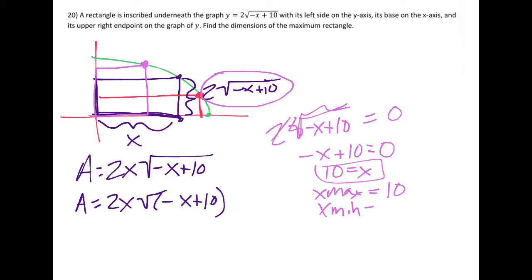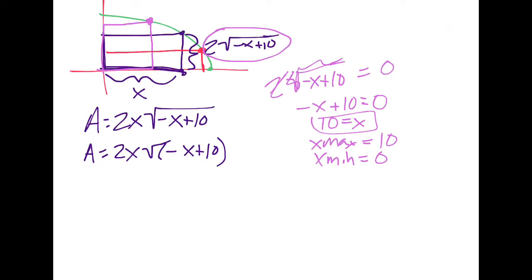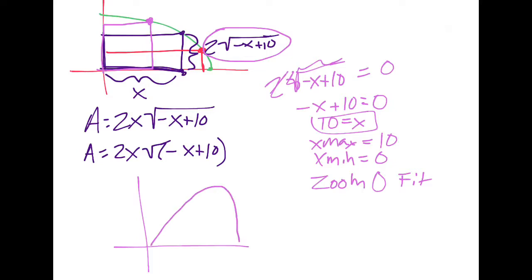X min, set that equal to 0. And once you've done that, hit the zoom button and hit the option 0, which is a zoom fit. That will get you a perfect window, and it'll give you a graph that looks like something like that. Keep in mind it's different than the actual graph of the equation, that green graph up above. This graph represents the area. Our y values are the area. Our x values are those same x values, the dimension of that rectangle.